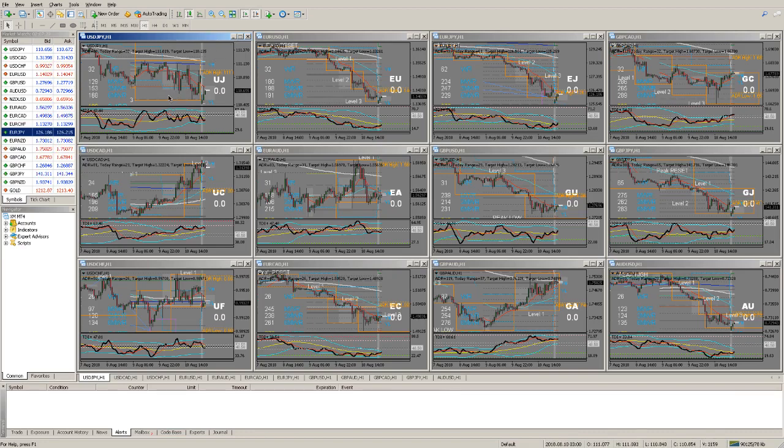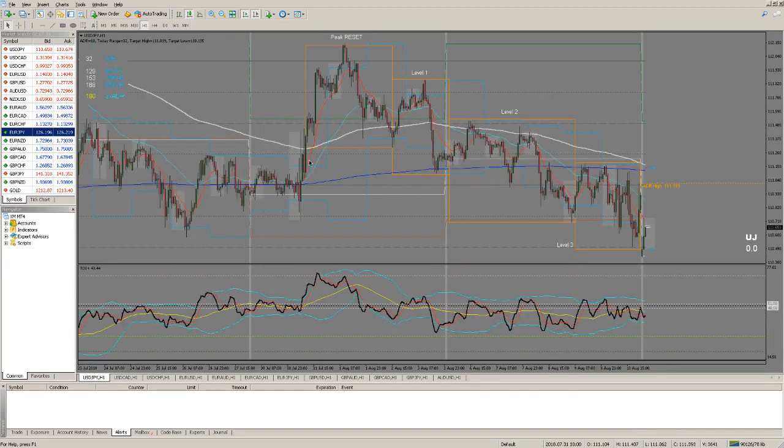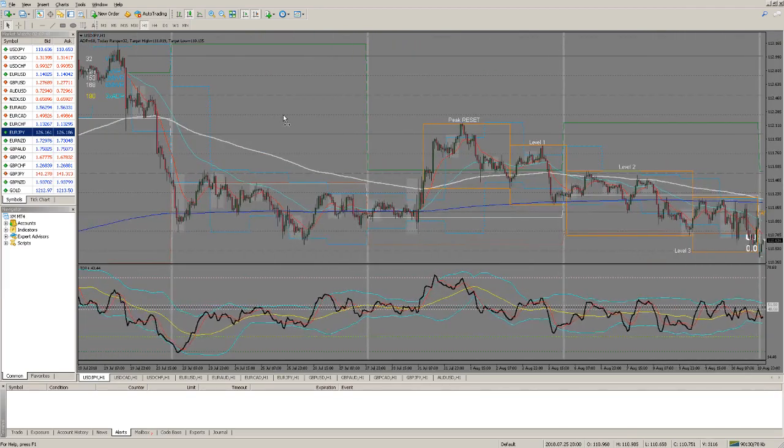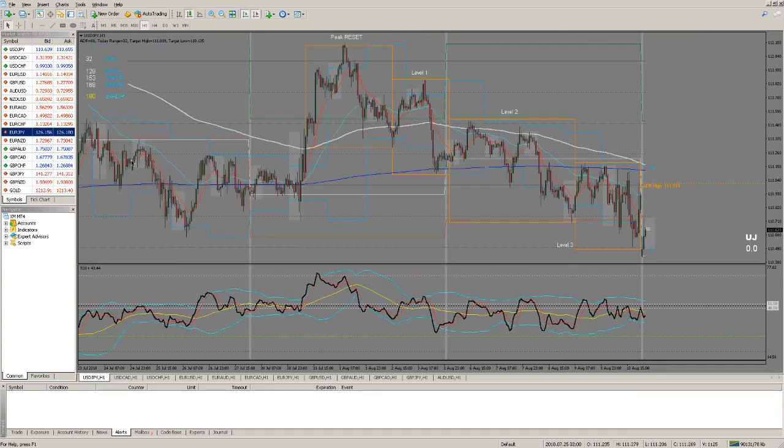So let's get started here. Let's look at UJ first. We'll start from the top. This is what I have for UJ. We had a peak high last week, the previous week, right here. This was actually a reset because this was from the week previous. This was coming down, and we had a short bias on this coming down. So this was where we were expecting it to turn around, which it did.